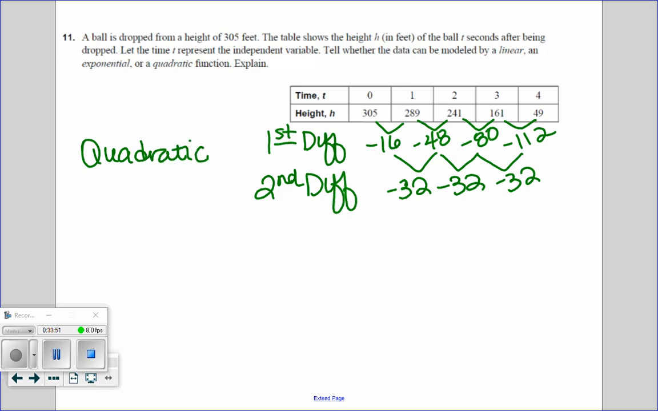Which honestly, we had already talked about most free fall problems being quadratic in nature, right? That acceleration of gravity, all those free fall problems. Y'all remember that? So, all right, but this confirms it because we can see the second difference is constant. All right, are we feeling okay with being able to tell the different function families?